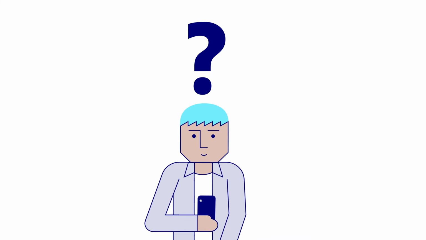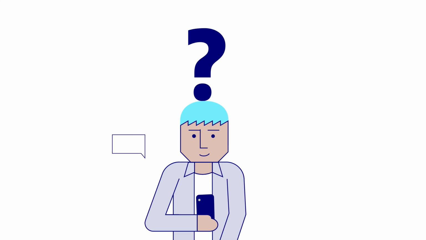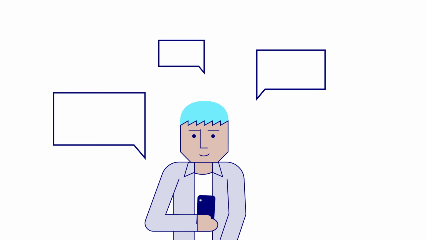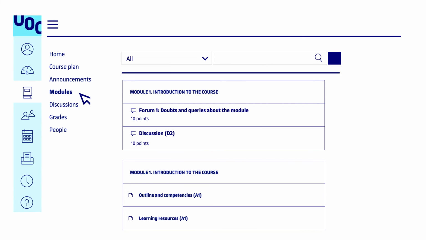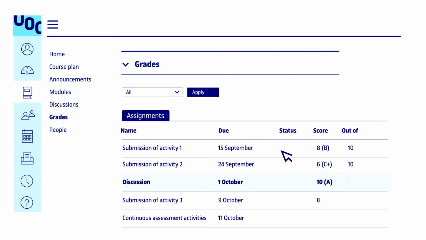In some cases, you may have assignments that include assessment of your participation in discussions. This means that your input will count towards your course mark. If you have graded discussions, you'll also see them in the modules section of the classroom. And in the grade section, you'll be able to see your marks for them.